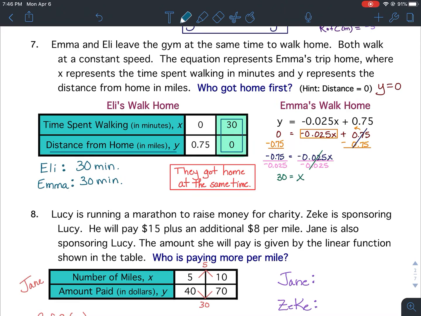Now, if Eli was 30 and Emma would have been 24, then Emma would have gotten home first. Whoever has the lower time would have gotten home first. So that's question number 7. Question number 8.